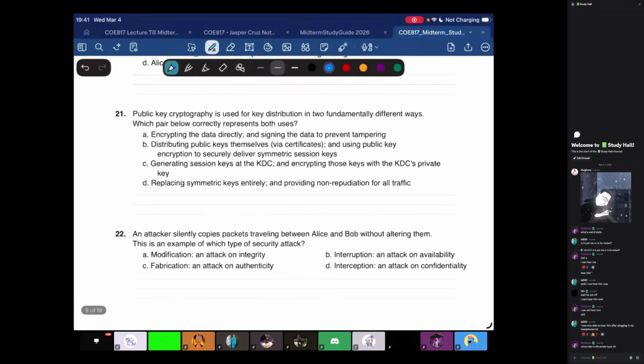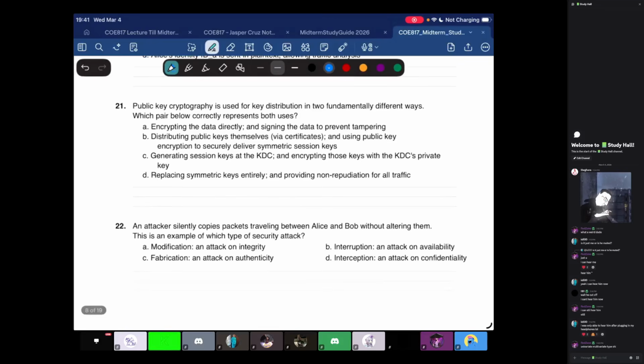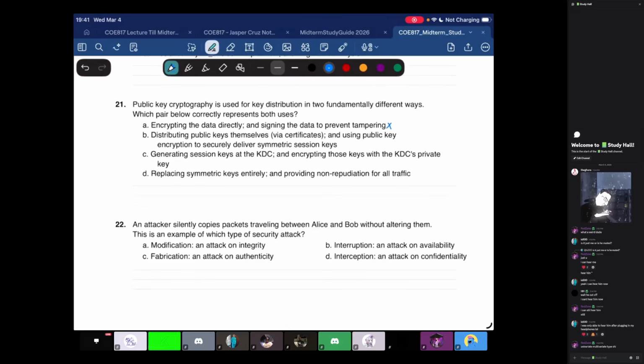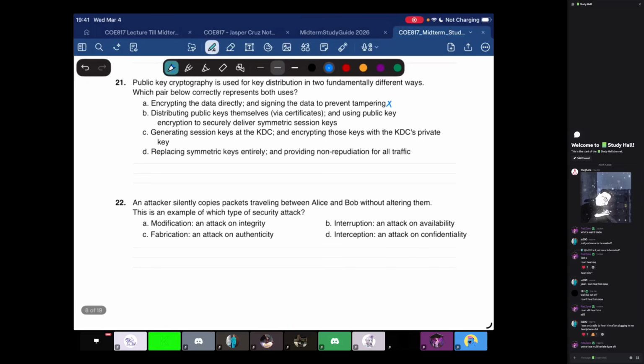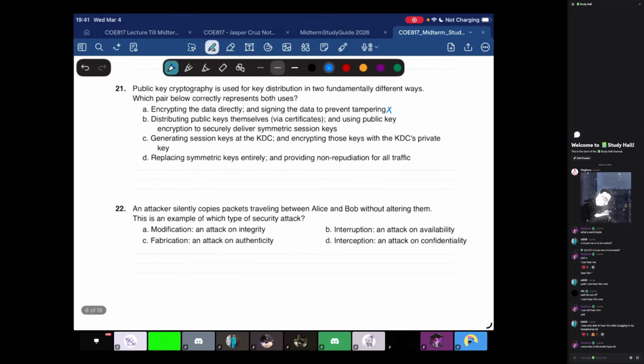Question 21. Public key cryptography is used for key distribution in two fundamentally different ways. Which pair below correctly represents both use cases? So encrypting data directly and signing the data to prevent tampering? No. If you encrypt it and then sign it, it can still be tampered with if you still have the decryption key. Distributing public keys themselves, your certificates, and then using public key encryption to securely deliver symmetric session keys.